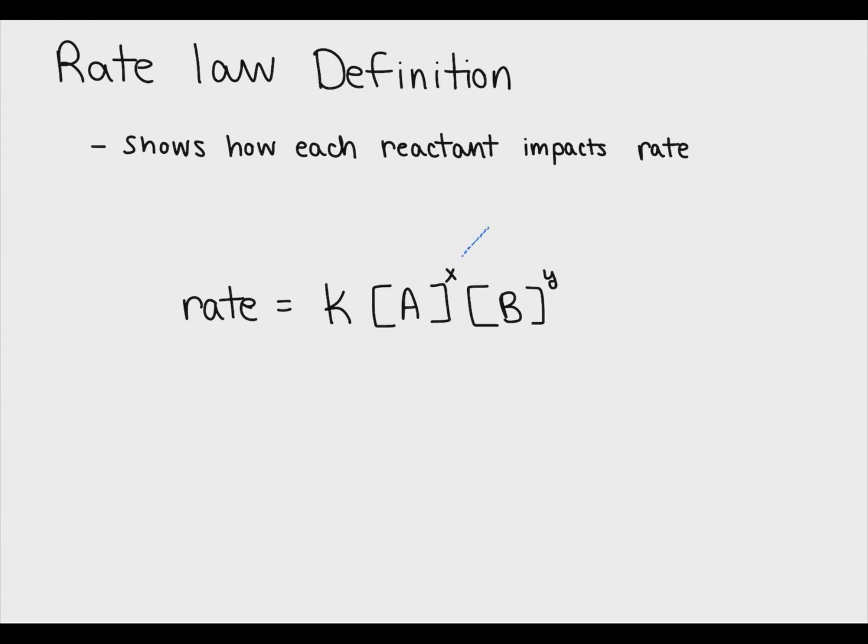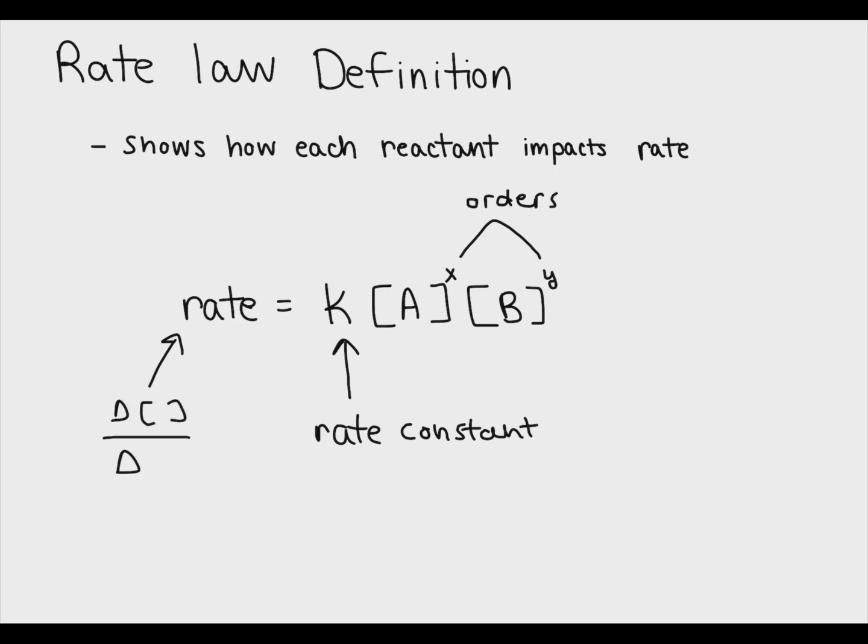The exponents x and y are reaction orders. X describes the reaction order of A, while Y describes the reaction order of B. Rate laws are very beneficial as they show us how each component impacts the rate. The value K is the rate constant, and recall that a rate is a change in concentration over a change in time. It's also important to remember that there are several different types of reaction order.